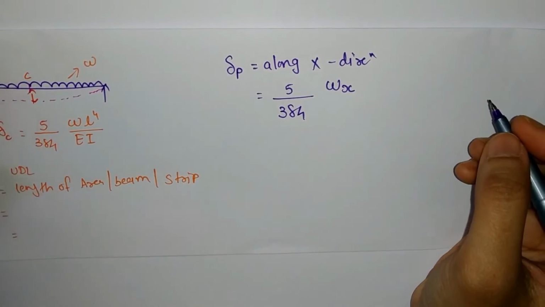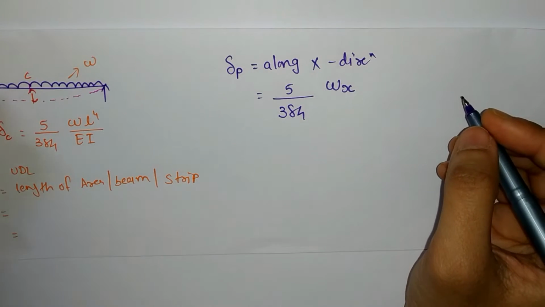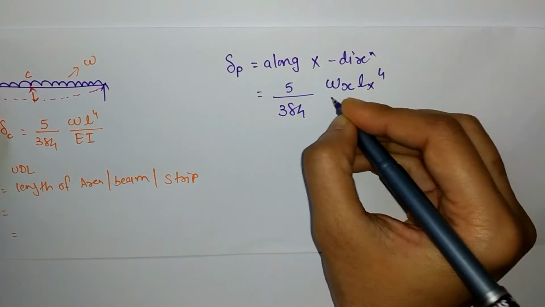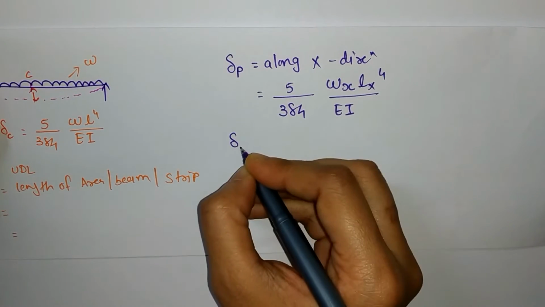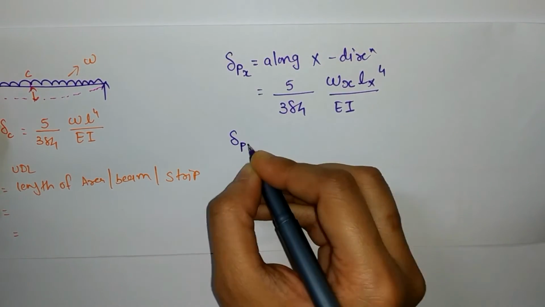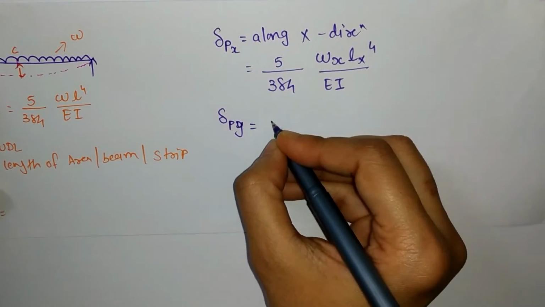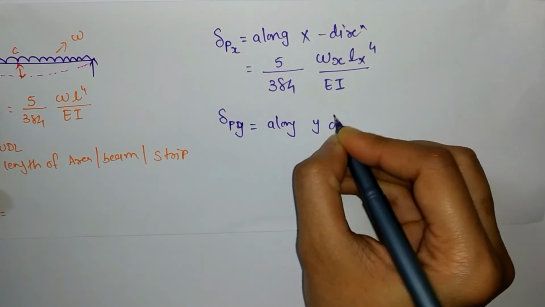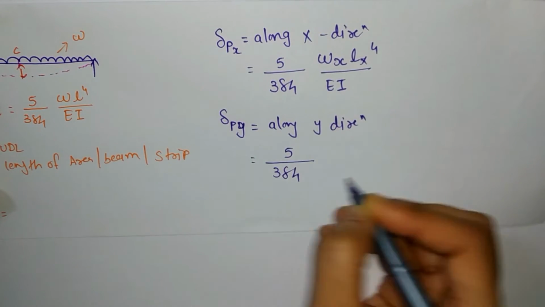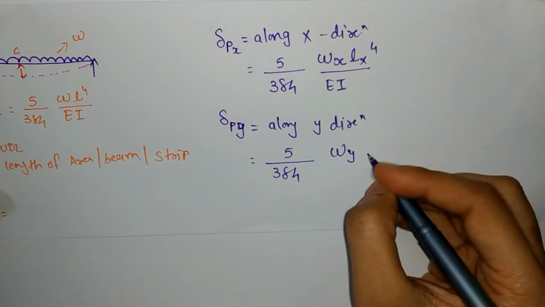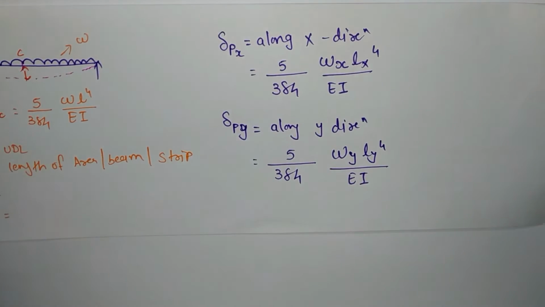Wx is the load carried by the strip along X direction, then Lx raised to 4 upon EI. And what is the center deflection along Y direction? It is 5 by 384 Wy Ly raised to 4 upon EI.